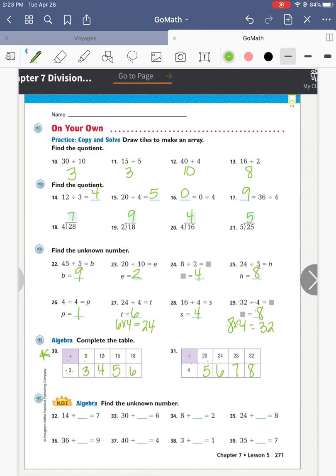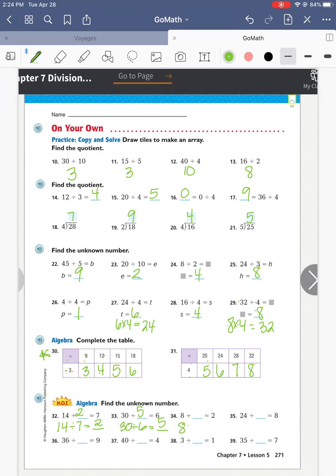Down at the bottom, the unknown number. So 14 divided by what is 7? So it's the same thing as saying 14 divided by 7 equals blank. So this missing number is 2. 30 divided by what is 6? Or we can change it to 30 divided by 6 is what? So 5 is missing because 6 times 5 is 30.